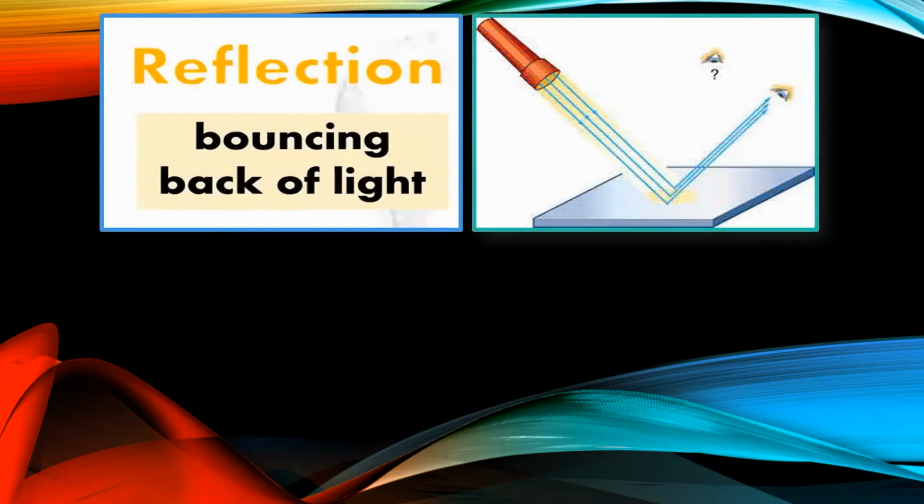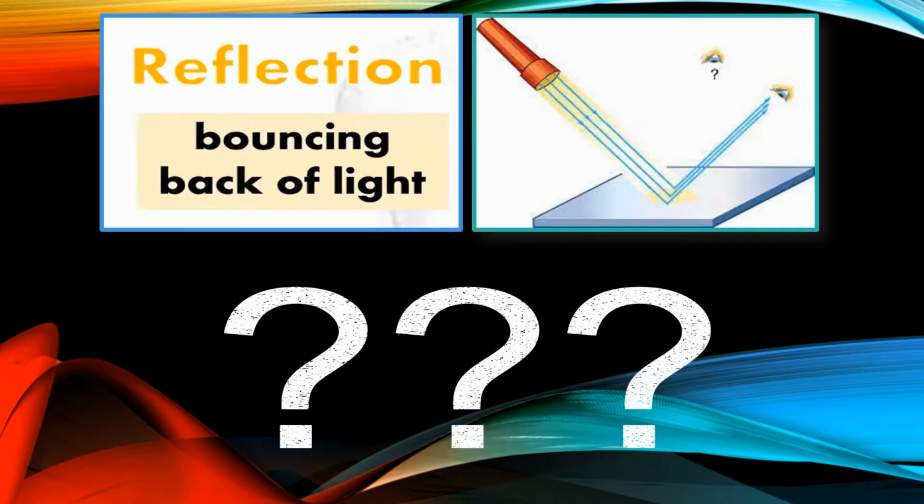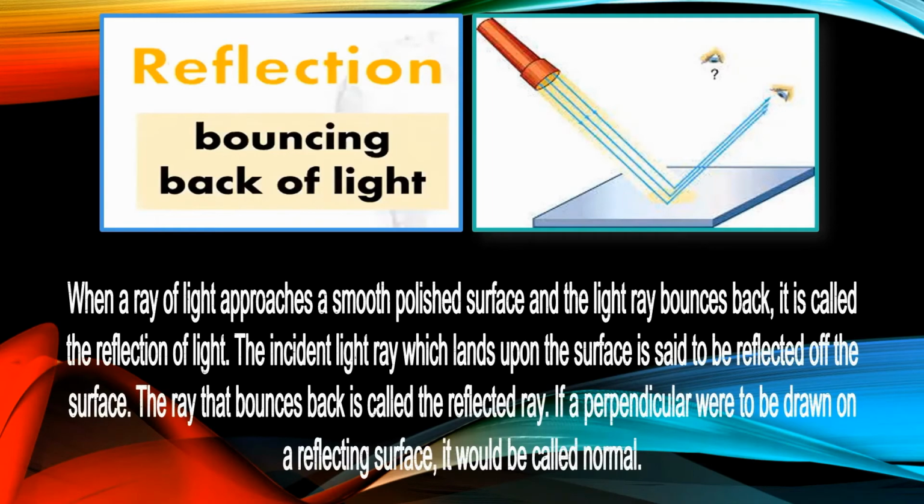Reflection. Bouncing back of light. What is reflection of light? When a ray of light approaches a smooth polished surface and the light ray bounces back, it is called the reflection of light. The incident light ray which lands upon the surface is said to be reflected off the surface. The ray that bounces back is called the reflected ray. If a perpendicular were to be drawn on a reflecting surface, it would be called normal.